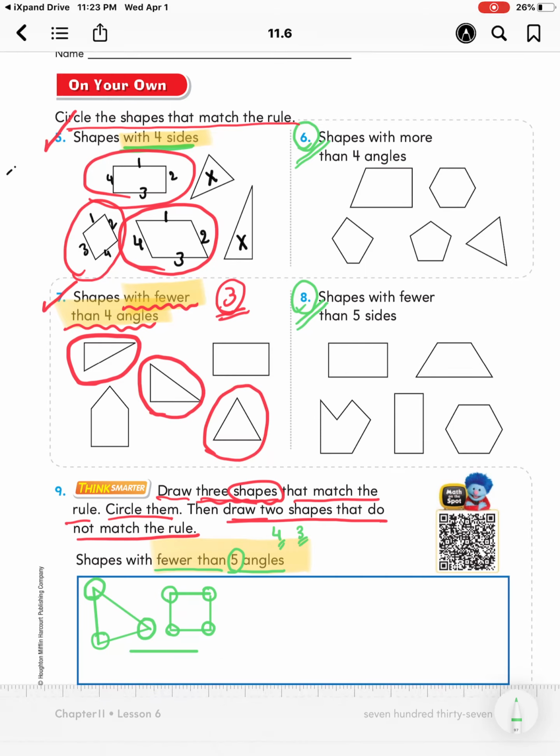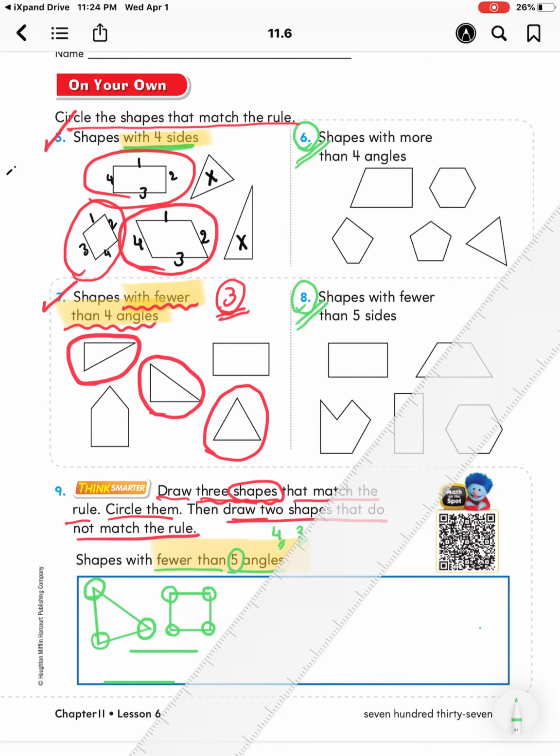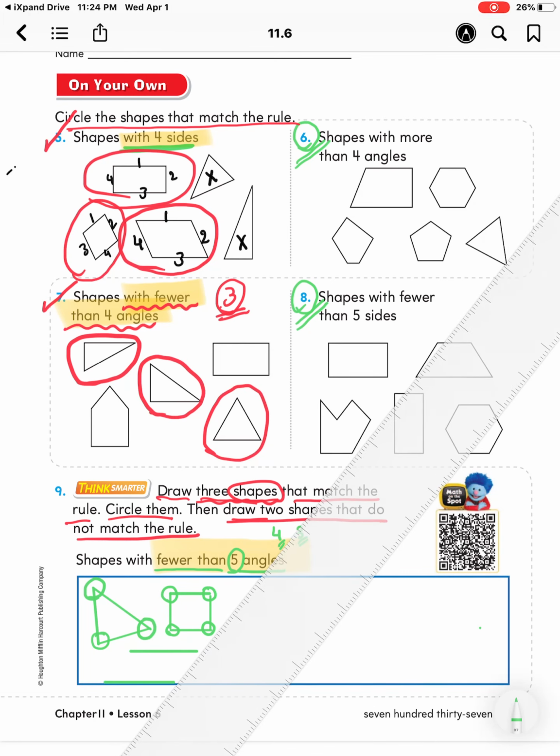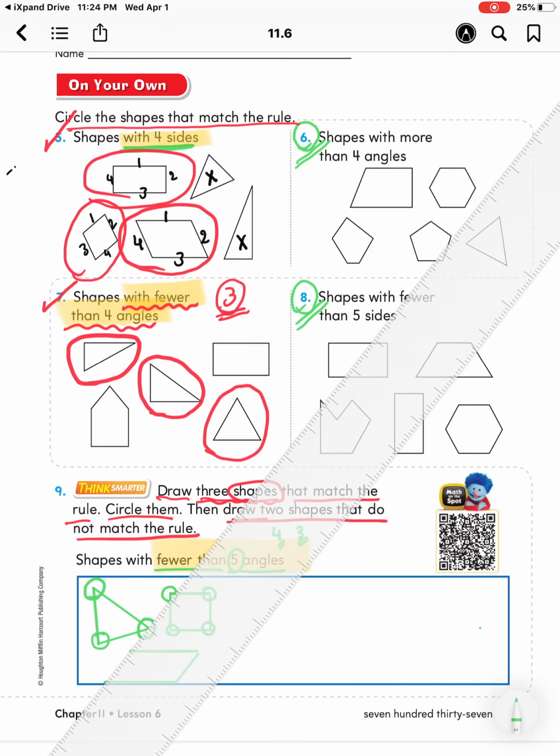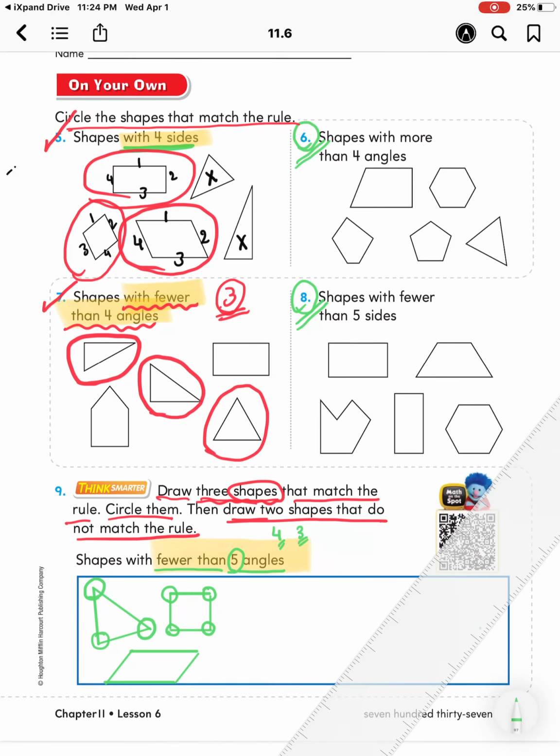You will draw it like this. Another one here, like this. And this is a rhombus. So let's count the angles. 1, 2, 3, 4. So here we draw 3 shapes that match the rule. We draw a triangle, we draw a square, we draw a rhombus.